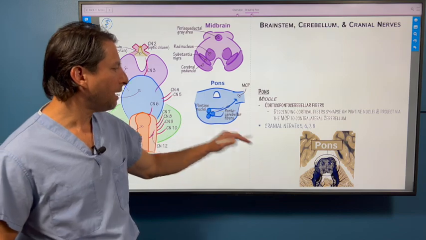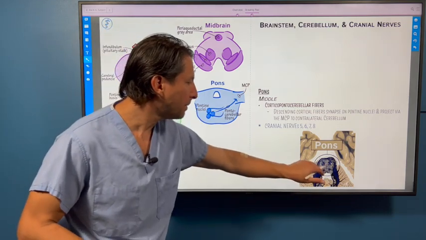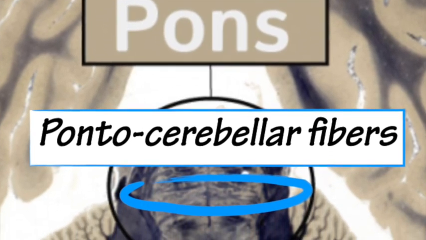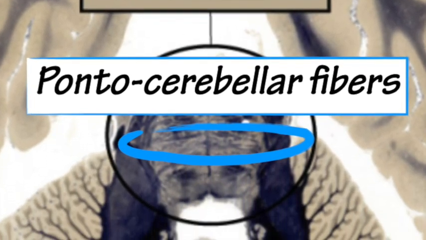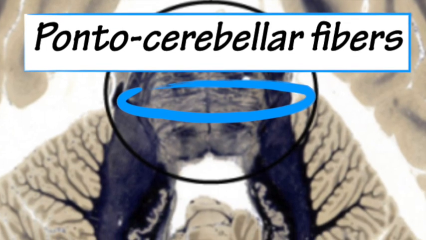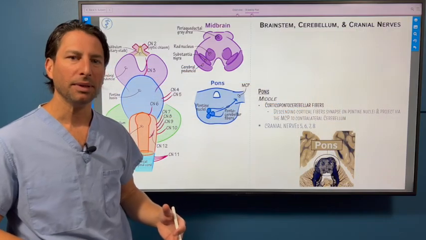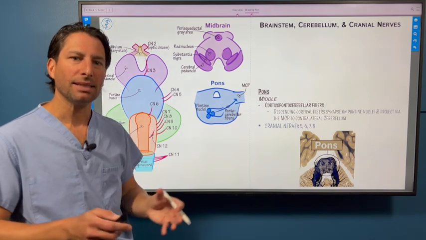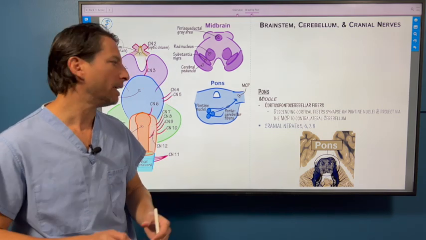Key thing from the pons are these pontocerebellar fibers. They're the most identifiable, and there's this whole pathway that interconnects the cerebrum to the pons and the cerebellum for modulation of motor output. Motor output comes from the cerebrum and then gets processed within the cerebellum to smoothen it out.